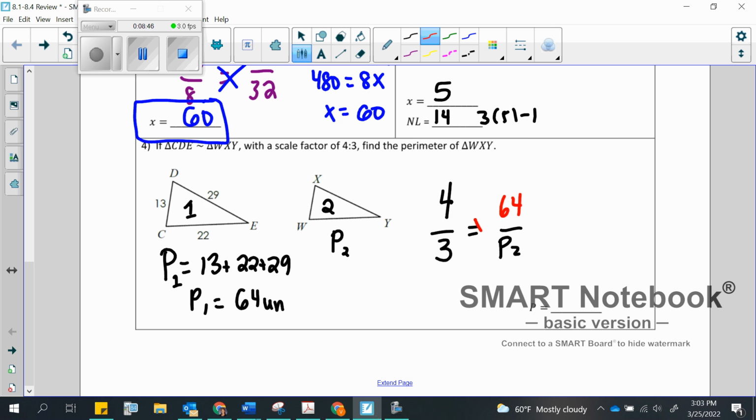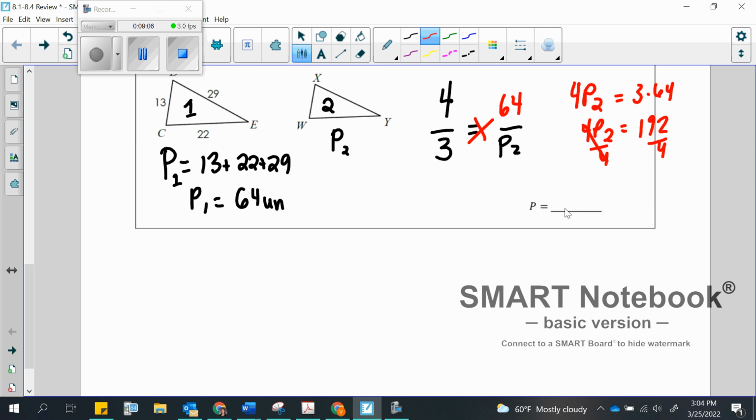So now I have a proportion. I could cross multiply and solve. So 4 times p sub 2 equals 3 times 64. So I get 4 p sub 2 equals 192. Divide both sides by 4, and p sub 2 equals 192 divided by 4. My second perimeter, the perimeter they actually asked me for, is 48 units. Okay, so they're already giving you the scale factor. They're giving you one of your triangles and your proportion. You just need to find the perimeter of the other one to find the final perimeter.